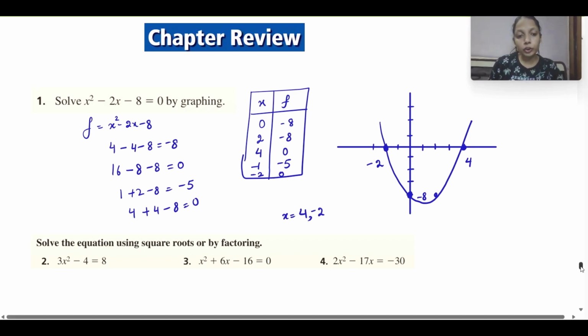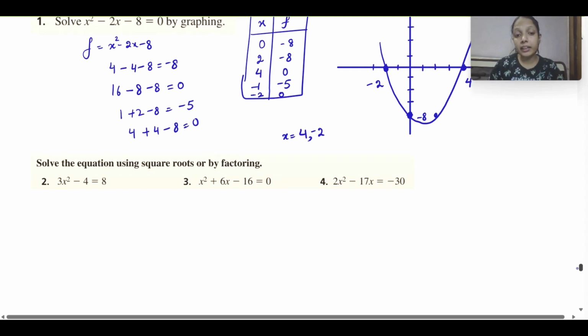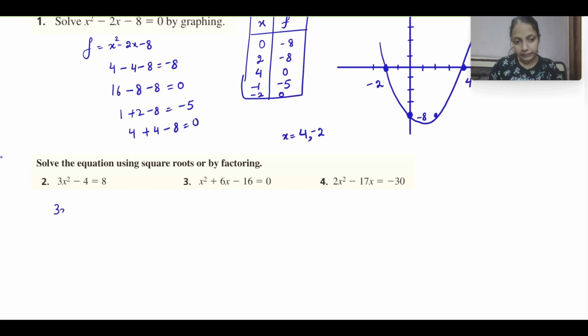Next question is: solve the equation using the square root method or by factoring. Square root means you have to keep the x² term on one side. So for 3x², here I add 4 on both sides. 8 plus 4 is 12. Now divide by 3. 12 by 3 is 4. So you have two answers: plus or minus the square root of 4. The square root of 4 is 2. So plus or minus 2 is the answer.